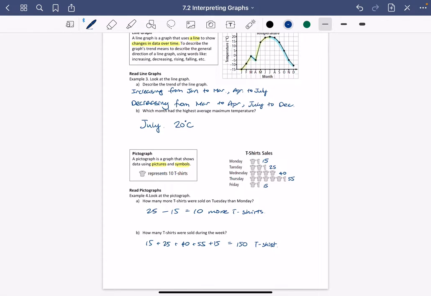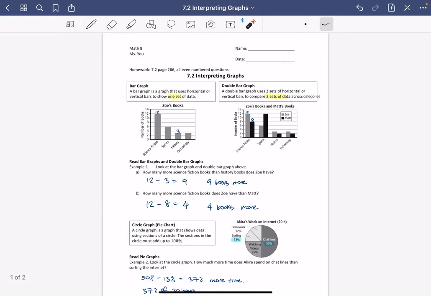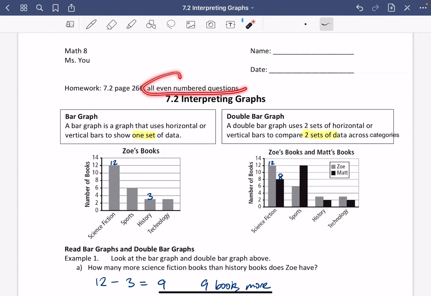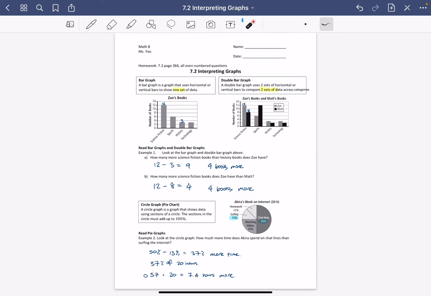Now remember, whenever you are doing these questions, make sure you have a unit for each of them. Okay, so that's it for today's lesson. Please try all the even numbered questions for 7.2 and let me know if you have any questions.